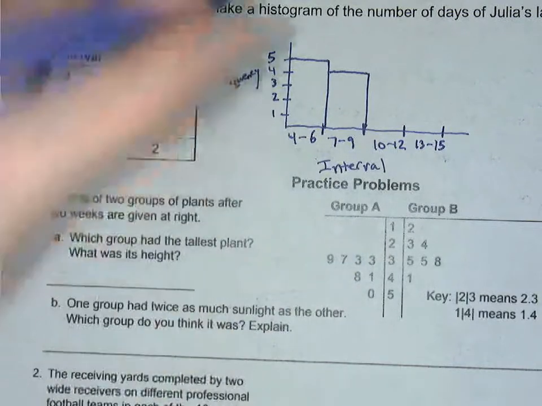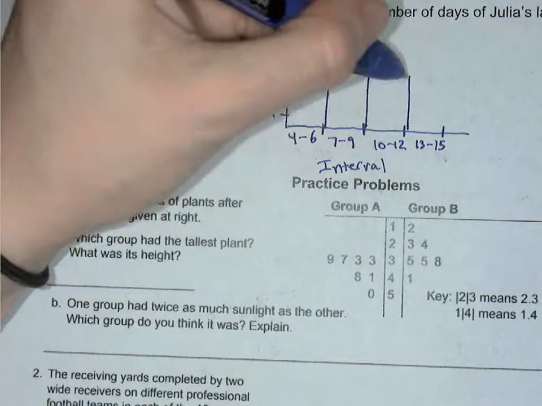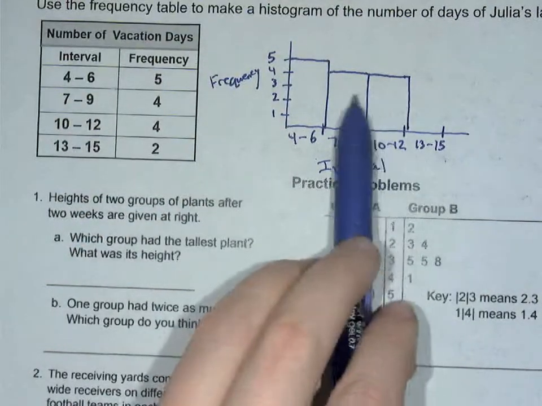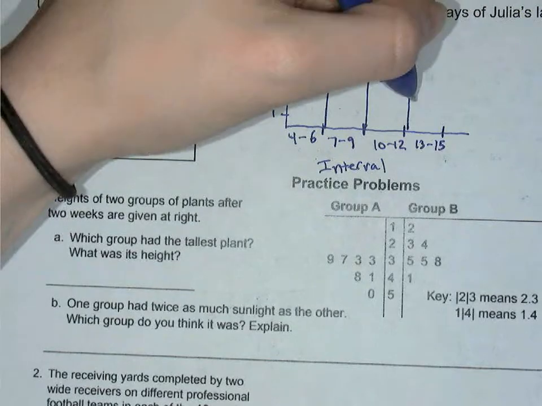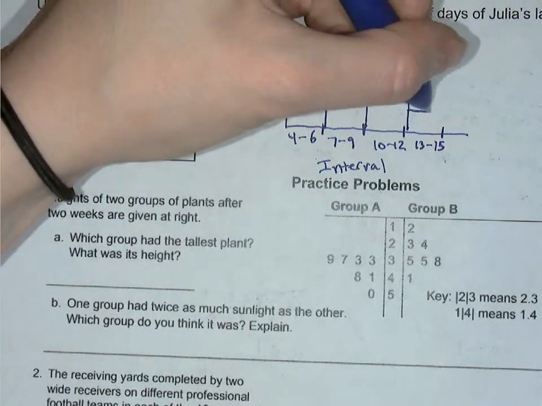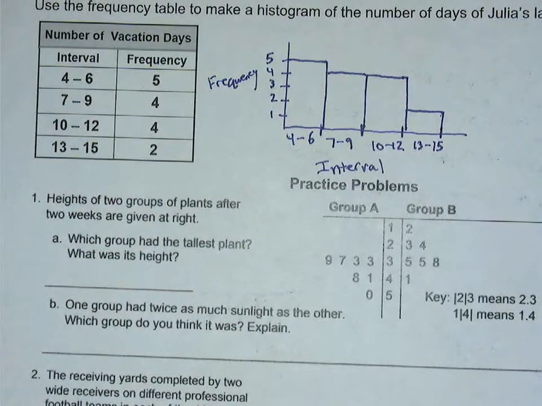Same thing with 10 through 12. I'm going to connect this line over. Got another frequency of 4. Make sure my bars are wide enough to cover that whole category. And then I've got 2 in 13 through 15. So I'm going to come down here and make a 2, just like that. And that's all you have to do to make a histogram.